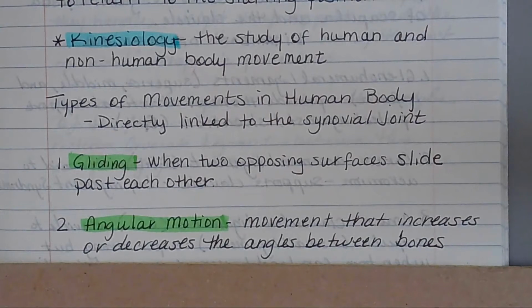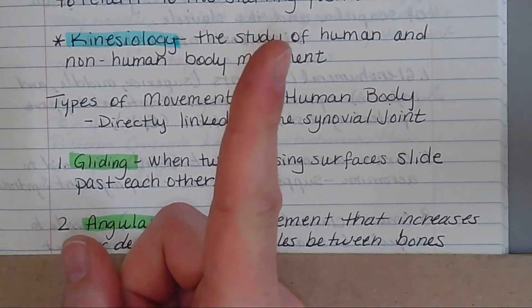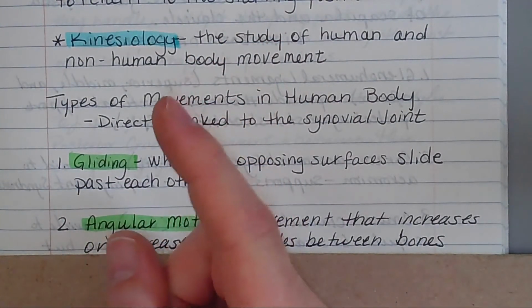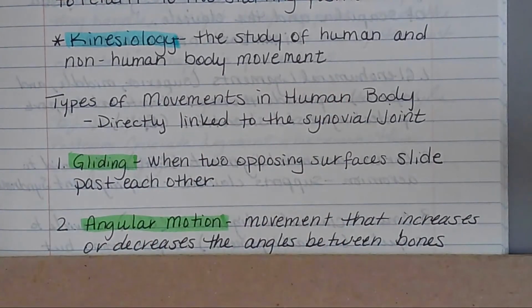Angular motion is movement that increases or decreases the angles between bones. Probably our most famous example of this is what's happening at a hinge joint, at your elbow or your knee, where all you're doing is increasing the angle, making it bigger, or decreasing the angle, making it smaller. Like with my finger flexion, if I'm going from anatomical position and I flex, I'm decreasing the angle between the bones, and here I'm increasing the angle between the bones.